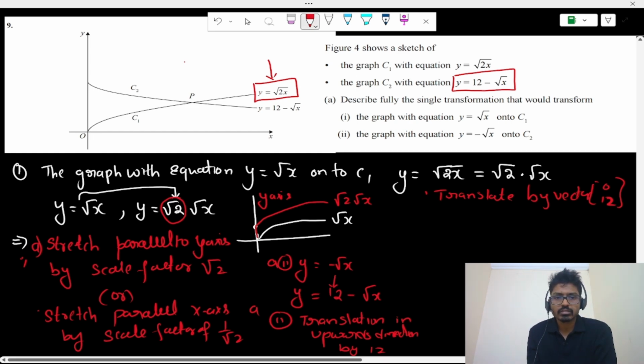So this is our answer for part A. There is a stretch parallel to the y-axis by a scale factor of root 2, and for part 2, since this is minus root x and this is 12 minus root x, there is a vertical transformation, that is a translation upward by 12. So translate by the vector (0, 12); on the x-axis it is 0. I hope part A is very clear. Now we'll do part B.